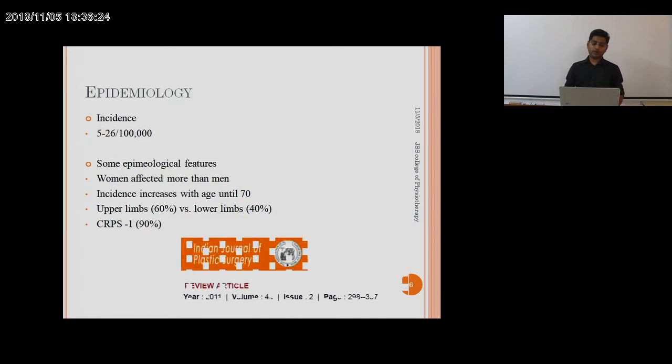When it comes to epidemiology, there is an article from 2011 published in the Indian Journal of Plastic Surgery. The incidence of CRPS is 5 to 26 per 100,000 population. Some epidemiological features are: women are more prone to get CRPS than men, incidence increases with age until 70, and the upper limb is more prevalent than the lower limb. So both upper limb and lower limb can be affected. Of CRPS type 1 and type 2, type 1 is more common, at around 90%.